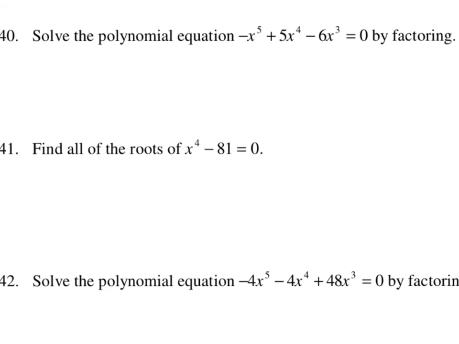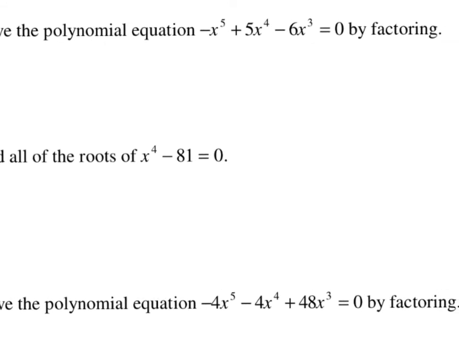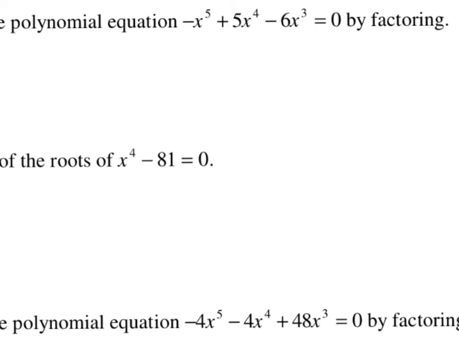Number 40, we need to solve for what x equals. It says by factoring, so the whole thing is set equal to 0. We need to look for a GCF, because I see a lot of x's and numbers here. The leading coefficient's negative, so I'm for sure going to divide by a negative. And the most letters we can divide each of the terms by is x to the third. So that's the GCF. I'm going to write it out front and write the leftovers next to it.